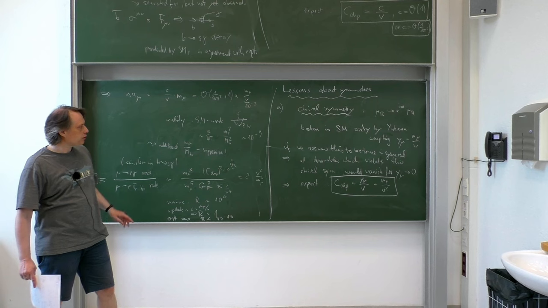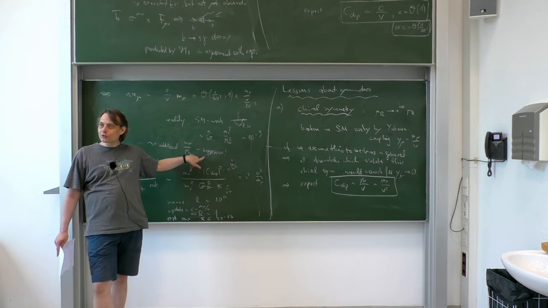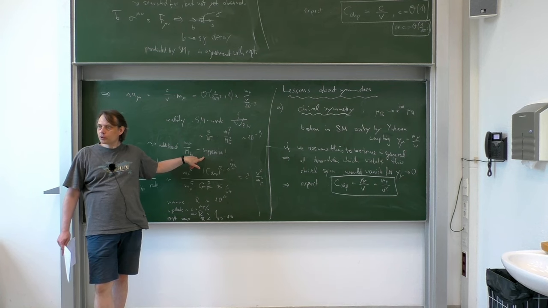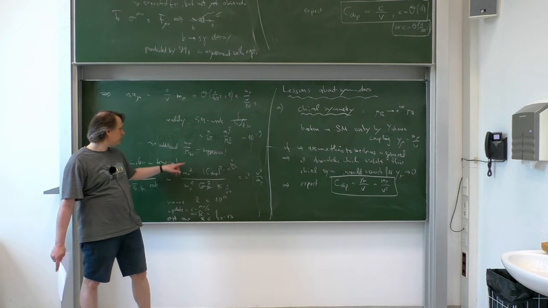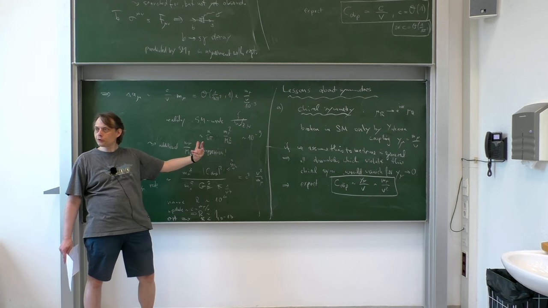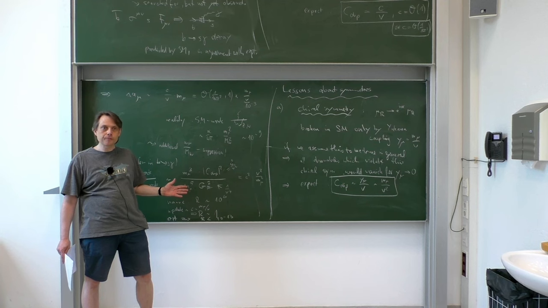But now, a lesson about new physics. Also, experiment agrees with this result. The experimental measurement of g minus 2 is compatible with saying that all physics beyond QED plus QCD gives a contribution to g minus 2 of the order 10 to the minus 9.